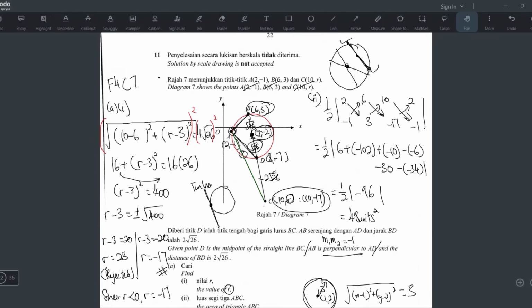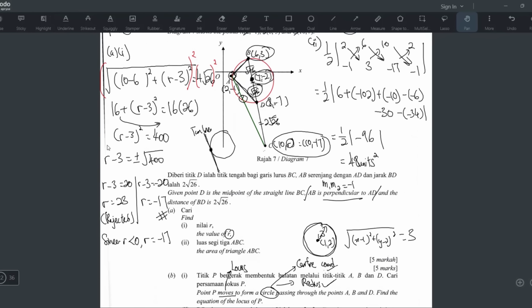Very easy. Just do simultaneous. Take the equation of circle and the equation of AC, do simultaneous, and then after that, just do b square minus 4ac. No need to do bigger than 0, because we don't know whether it's bigger than 0, equals 0 or smaller than 0. We're trying to determine, right?